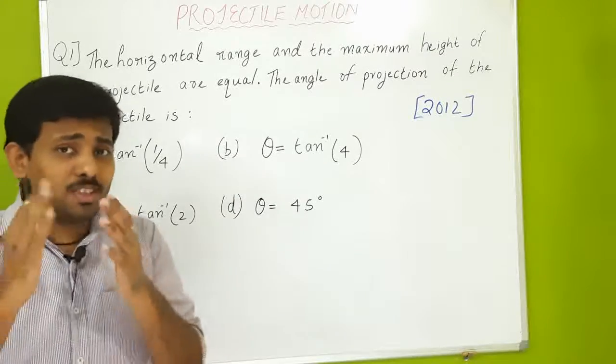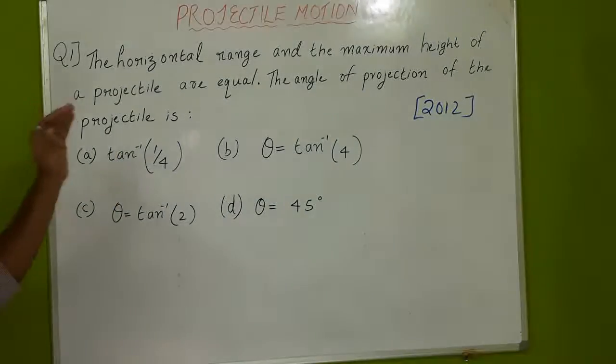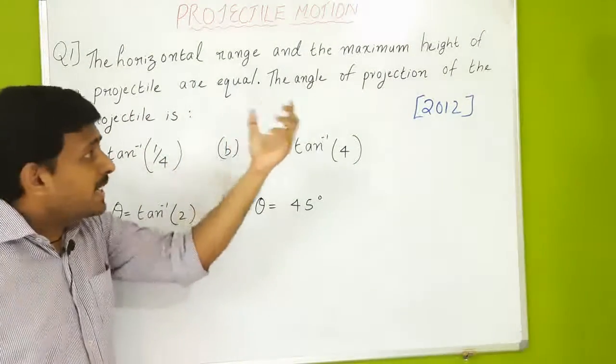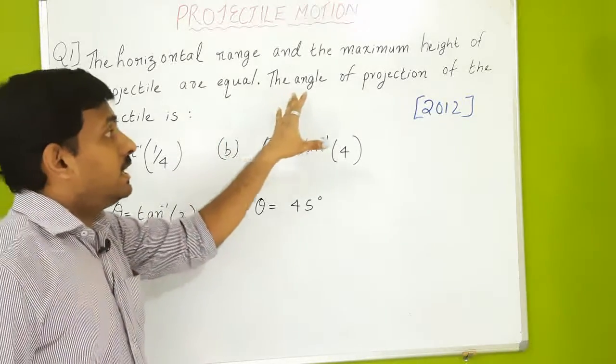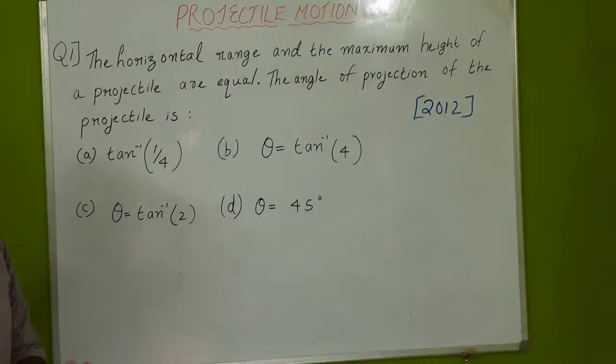Let's do the first question. The horizontal range and the maximum height of a projectile are equal. Then we have to find the angle of projection of the projectile.